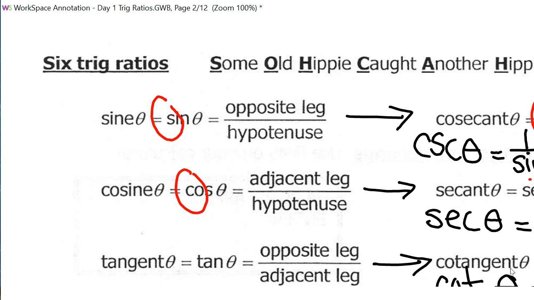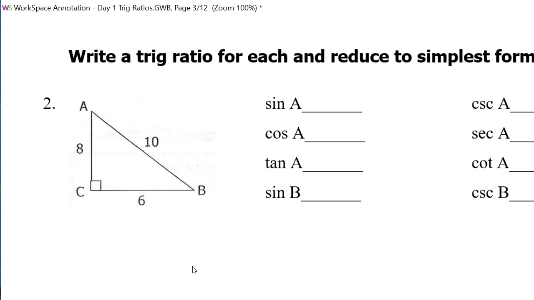Okay, now utilizing those values. It says to write a trig ratio for each and reduce to simplest form. So make sure you do simplify if it can be simplified. So for the sine of A, remember SOHCAHTOA. To calculate the sine, we need to have the opposite and the hypotenuse. So make sure you're looking at the correct angle. We're just looking right here at angle A.